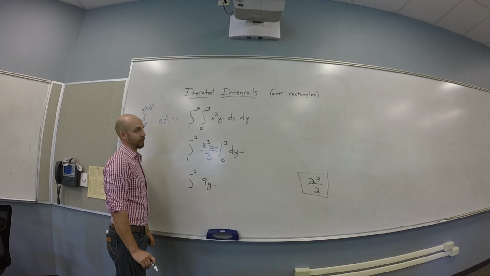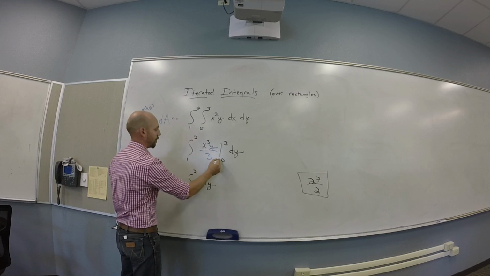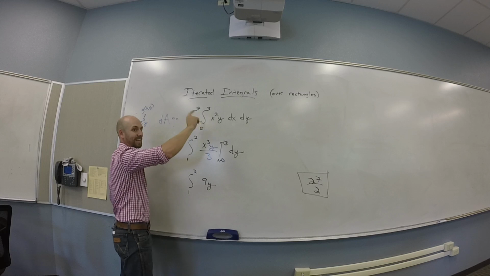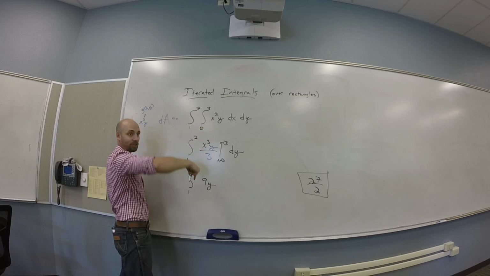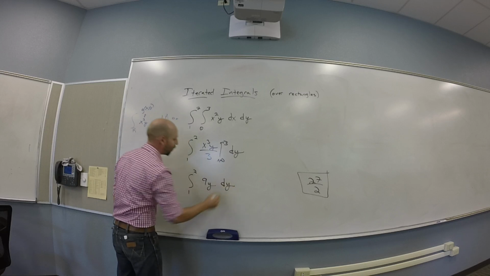Did I lose you guys? Yeah, you plug 3 into the x and the 3's cancel out, and you have an x cubed. That's an x. Right? Because I integrated dx, so my evaluation should be with respect to x. And then I'm integrating dy.